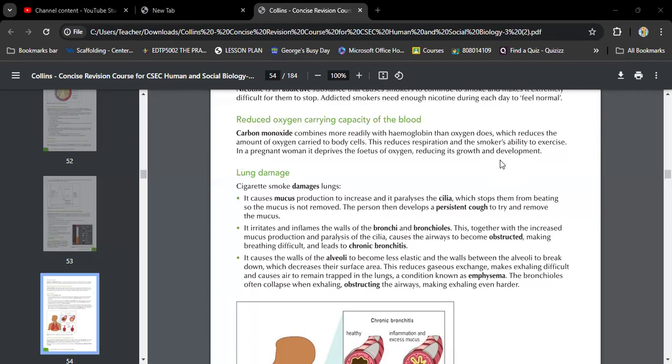It also causes the walls of the alveoli to become less elastic, and it causes the walls of the alveoli to break down, which decreases their surface area. Remember, we indicated we need the alveoli and their large surface area to be able to hold on to more oxygen, right? And if they're not able to facilitate gaseous exchange, then you're going to have some problems. Because if it's reducing gaseous exchange, it's going to make exhaling difficult, and it causes air to remain trapped in the lungs, right? This condition is known as emphysema. The bronchioles often collapse when exhaling, obstructing the airways, making exhaling even harder.